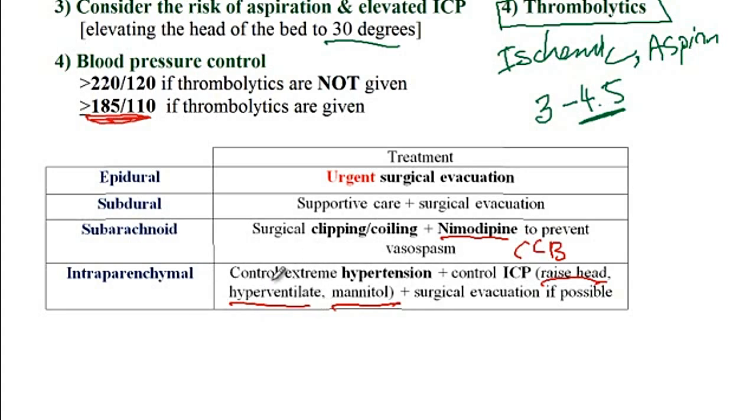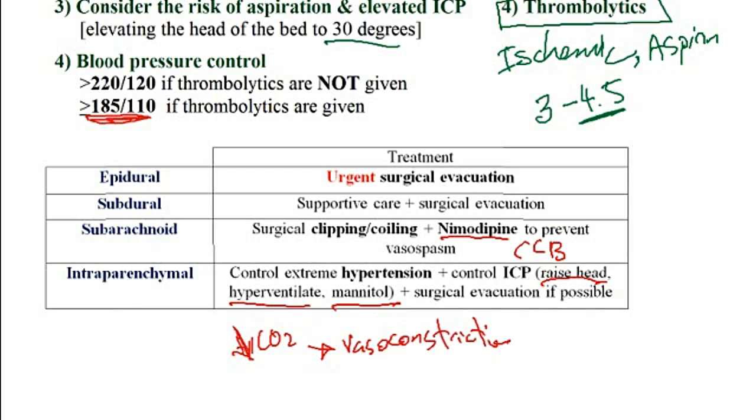And the answer is that hyperventilation will decrease the amount of CO2 inside the brain, as a consequence of which there would be vasoconstriction. So now less blood can flow inside the brain, as a consequence of which the pressure inside the brain will drop. And then finally, surgical evacuation would be a possible option for intraparenchymal hemorrhage. And that concludes our discussion of hemorrhagic stroke as well as subdural and epidural hematoma.